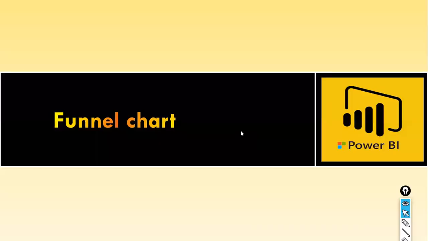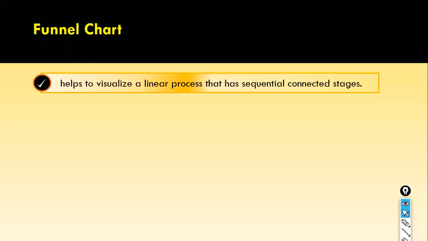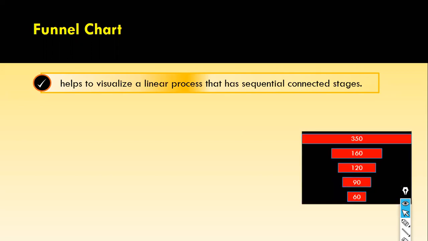So what is a funnel chart? We can use this visual funnel chart to understand the flow of stages. Basically, it looks like an inverted pyramid. So you can see it here, this is how the funnel chart looks.